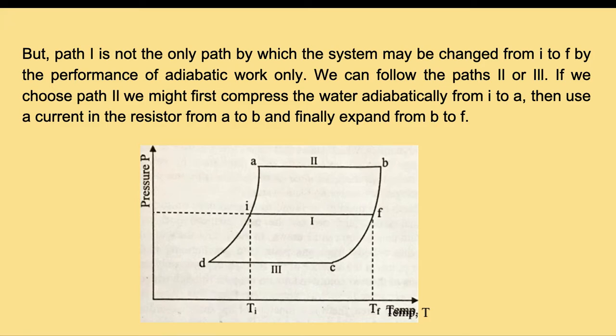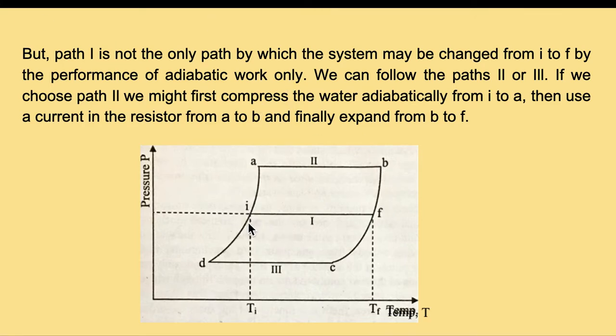Then at this point A, we can use the current in the resistor. In that time pressure is kept constant, and by the passage of current through the resistor, temperature has increased to a particular value at B. You can see that that may be greater than your Tf. And then we will expand. We have an initial pressure Pi. You are changing it to some other value. Again, you are reaching that same pressure Pi. For that you have to move the piston or the wall outside. So IA is adiabatic compression, A to B you are passing the current through a resistor, and from B to F you have adiabatic expansion.